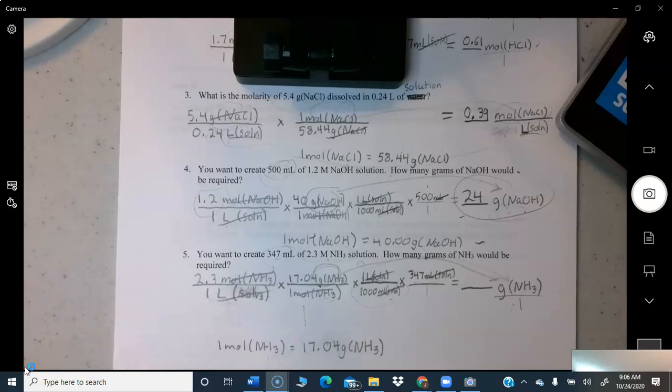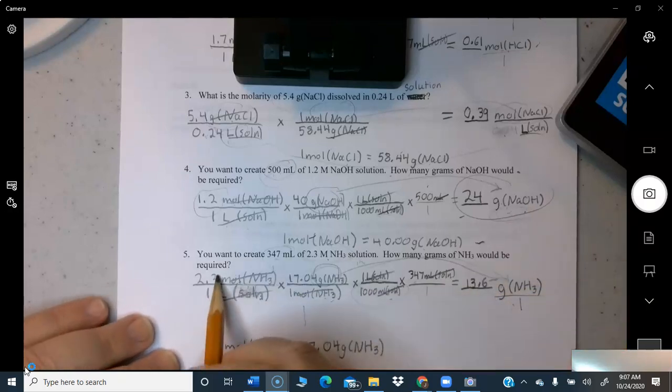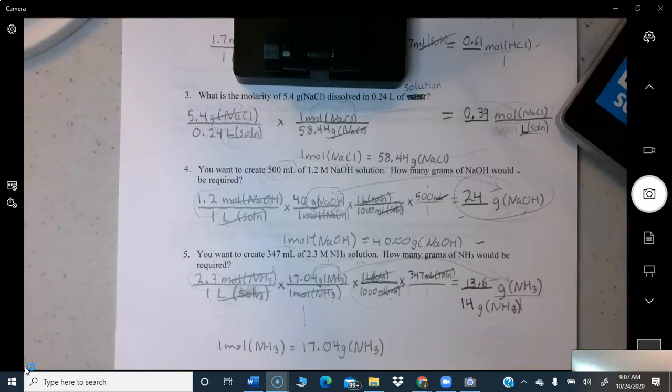So now you go ahead and multiply 2.3 times 17.04 times 1 times 347 divided by 1 divided by 1 divided by 1,000. And that gives us 13.6. Sig figs limit us here to 2, so if you were going to truly do sig figs, it would be 14. Okay, there you go. All right.